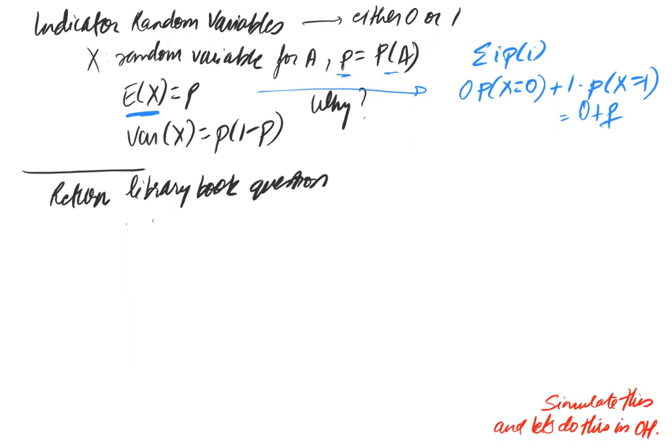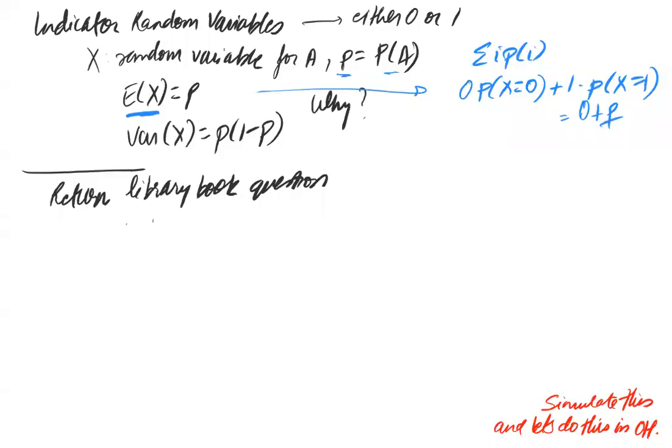Let's look at the question of returning the library book. I'll talk about that question and then we can solve it. This is a very initial question, like it's just superficially exposing you to indicator variables. Okay, so let's talk about this.